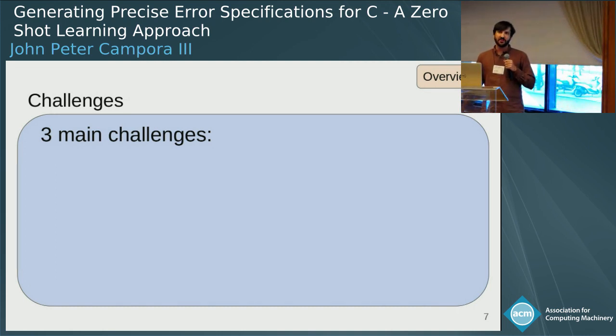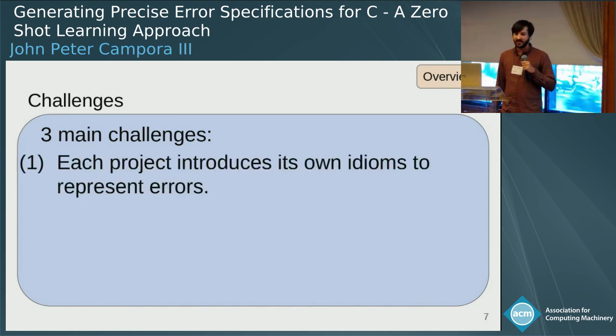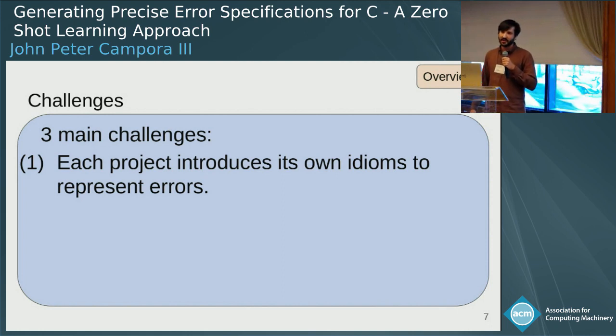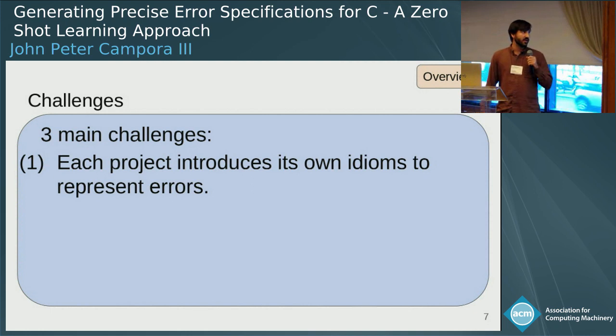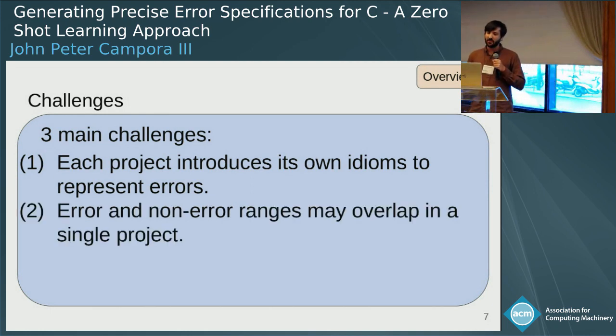But there's 3 main challenges when trying to automatically get these error specifications for all of your C functions. One is that each project introduces its own idioms to represent errors. So different projects will use different values to indicate errors. So maybe positive integers in some cases versus negative integers in another. So the Linux kernel uses a lot of negative integers, but other things like HTTPD use positive values to represent errors.